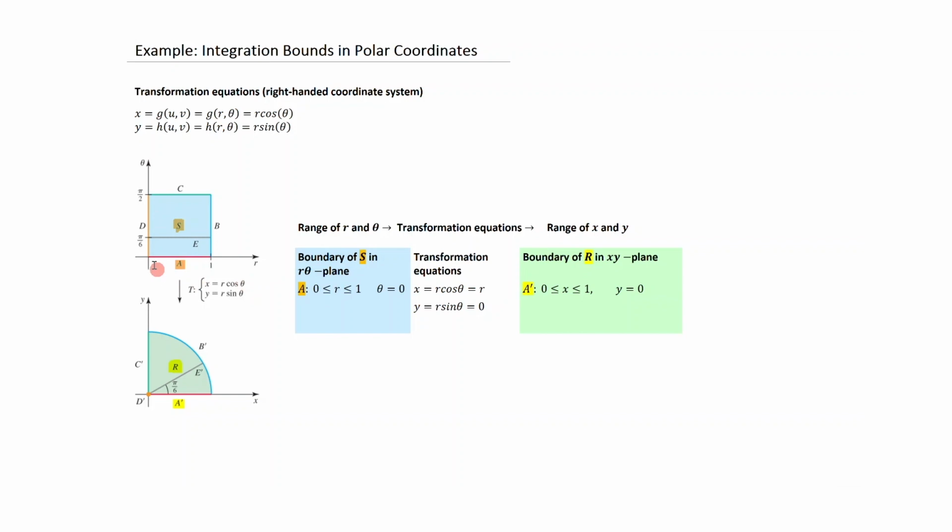So first let's take A. Now A here is just a straight line, where 0 is less than or equal to r, which is less than or equal to 1, and theta in this case is 0.